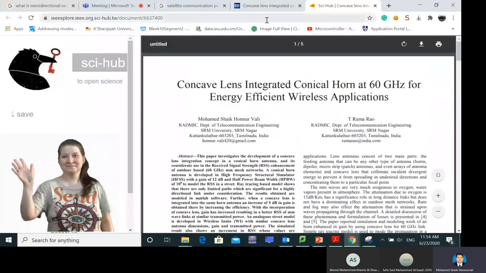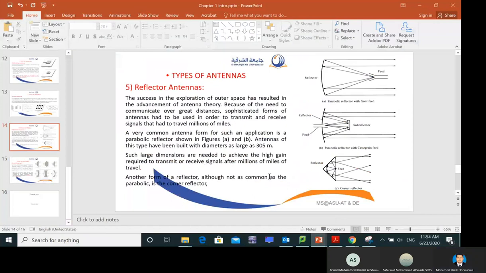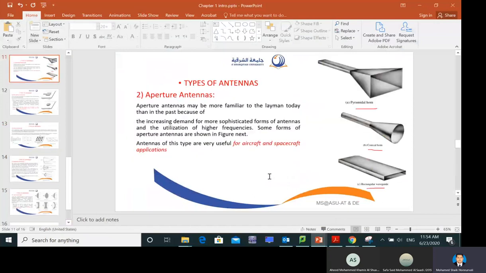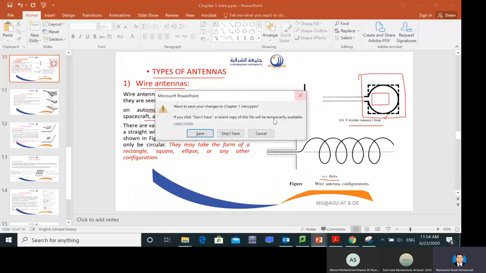Okay, so this is what the first chapter is about, the introduction. Now let us go in detail and learn the antenna parameters. Before we go ahead, I would like to ask if you have any questions, please feel free to ask me.